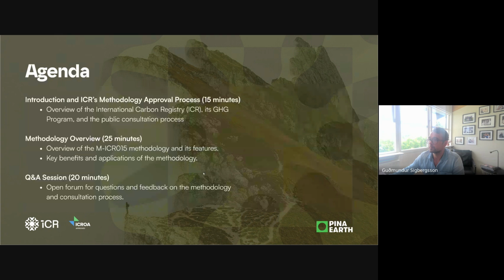So for the agenda, today's session has three parts. First, we will provide a brief overview of the ICR and the methodology approval process. Second, Pina will be presenting the methodology, including the scope, key features, and main updates since the earlier consultation. And finally, we will open up the floor for questions and discussions.